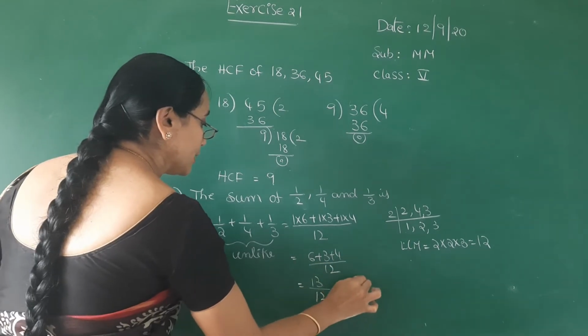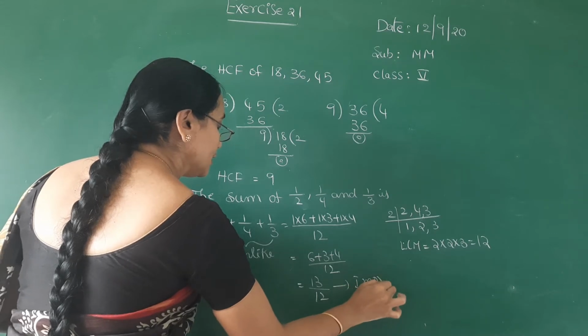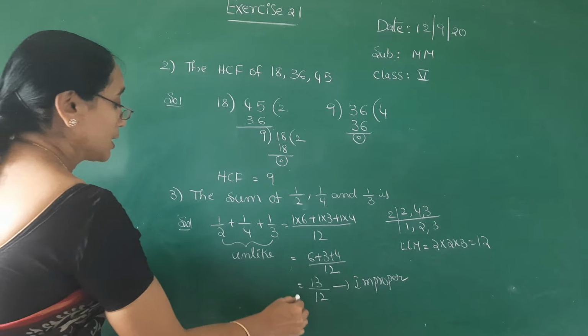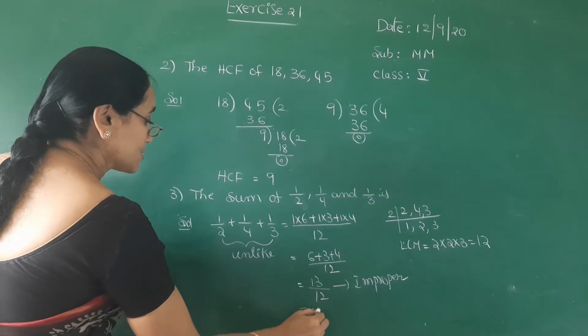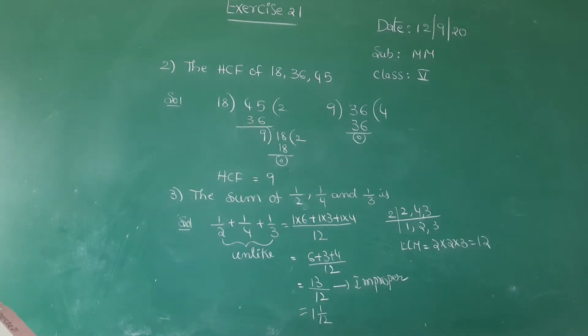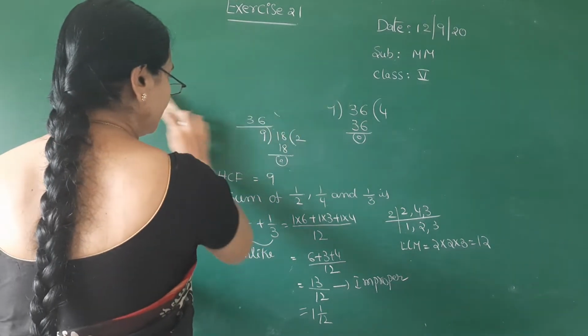Here this 13 by 12 is an improper fraction. Here the numerator is more than the denominator. You convert this into a mixed fraction. That is 1 and 1 by 12. That is the answer.